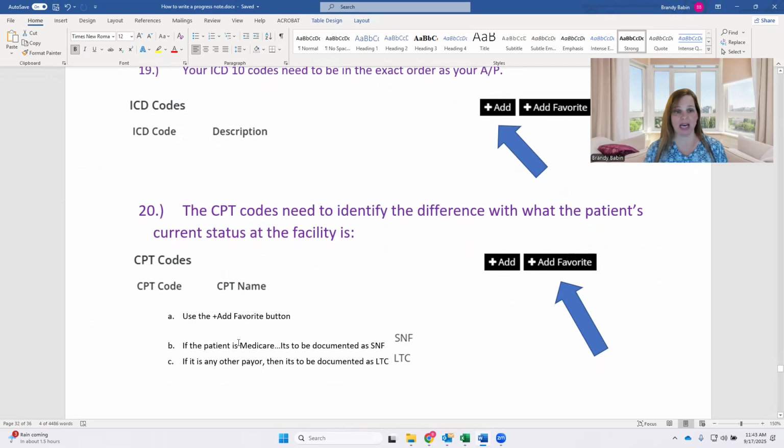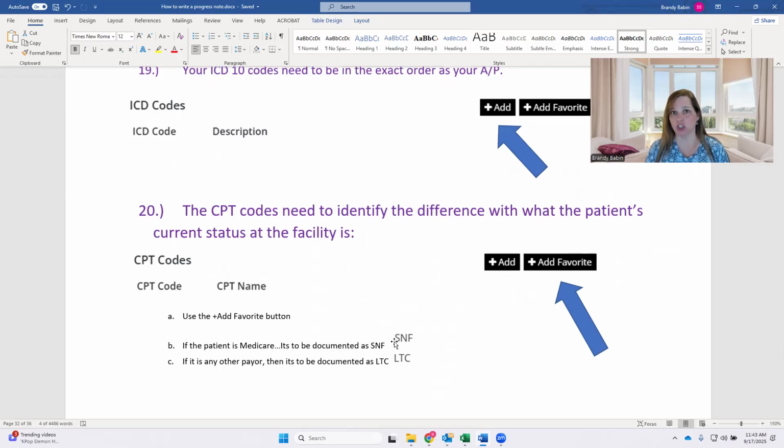So you're going to use the add favorite if the patient is Medicare. So it's going to say Medicare, it's going to say Medicare A, it's going to say Medicare Advantage, it's going to say Medicare Blue Cross Blue Shield, it's going to say Humana Medicare. If it says the word Medicare, it's Medicare. It is considered an SNF. And under your CPT codes, there will be two different choices. There will be the LTC or the SNF. Anywhere in the title of why they're in the facility today, if it says Medicare, it is SNF.